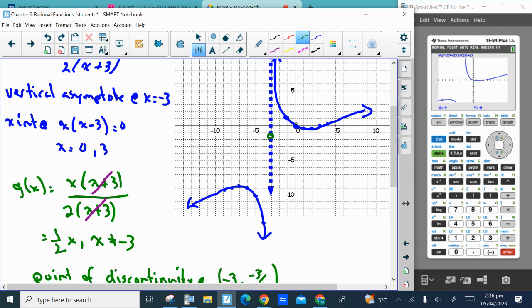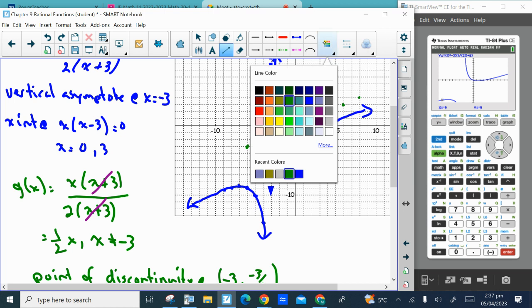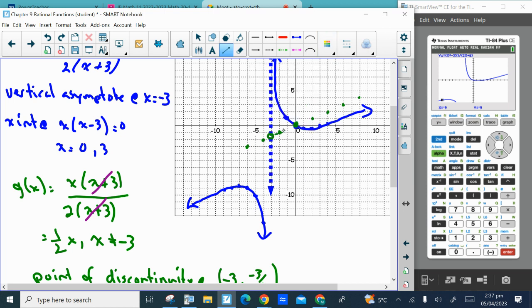So that's a line that has a y-intercept of 0 and a slope of a half. So rise 1 and run 2. We can also rise negative 1 and run negative 2. That works as well. But all these points will line up to give us our line, and they will also meet up with that point of discontinuity. So that's what that graph looks like.